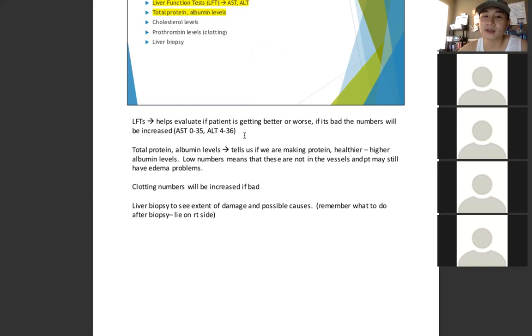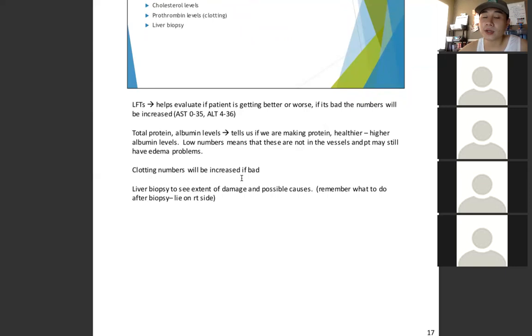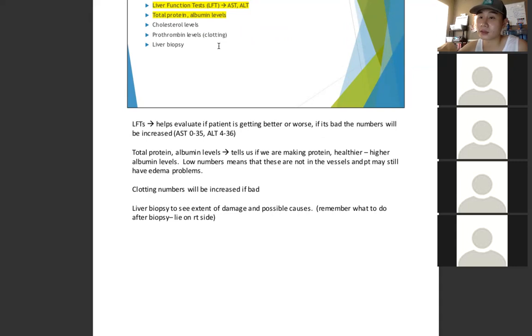She will not ask us the normal range in the exam. Total protein and albumin levels tell us if we are making proteins; healthier means a higher albumin level. A low number means that these are not in the vessel and the patient may still have edema problems. Clotting numbers will be increased if bad. So the PT level will be increased if the liver is bad. So the higher the PT number, the longer the blood takes to clot.